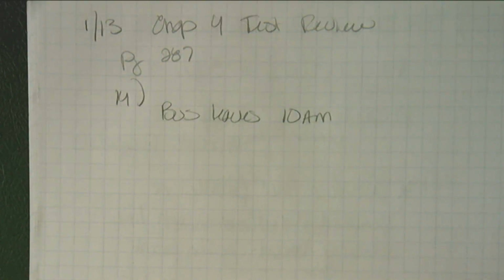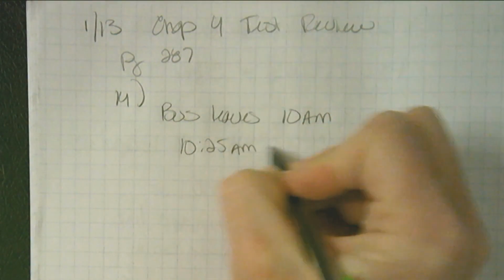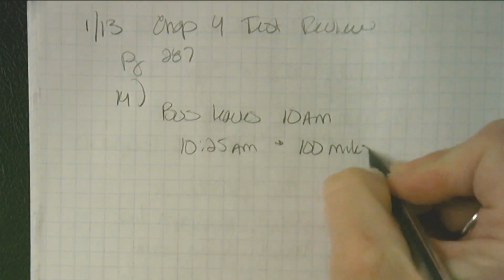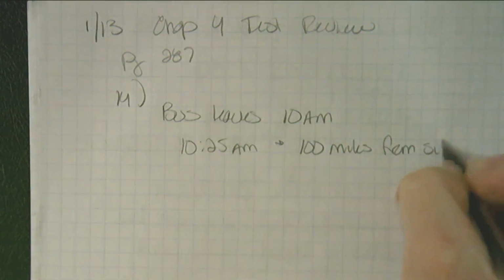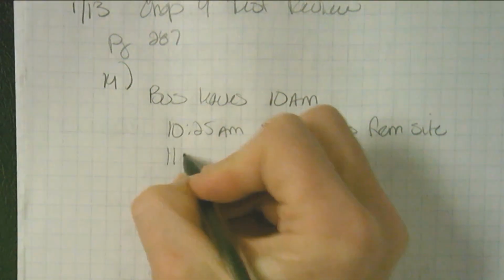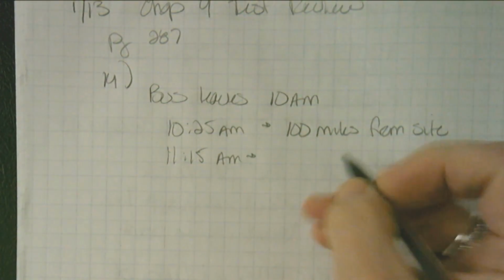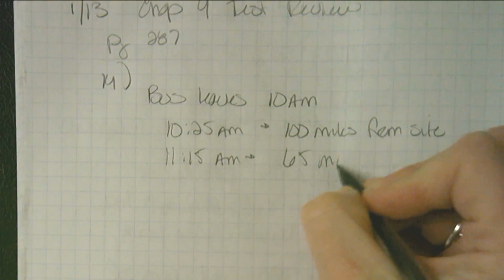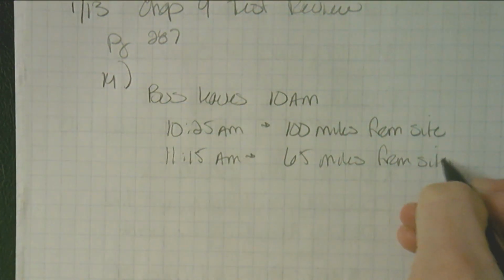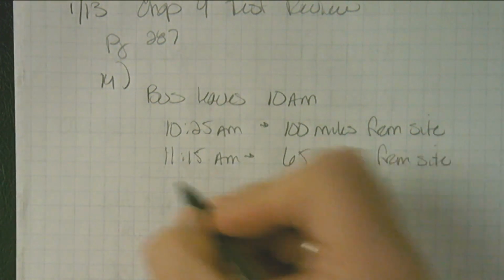So then it says at 10:25 a.m., the bus is 100 miles from the site. All right. Then they tell us at 11:15 a.m. the bus is 65 miles from the site. All right, the bus travels at a constant speed.